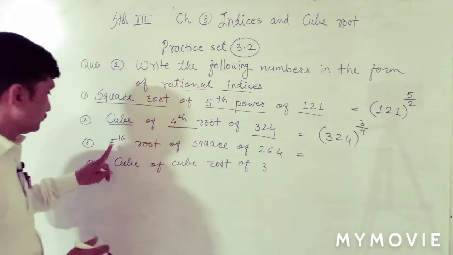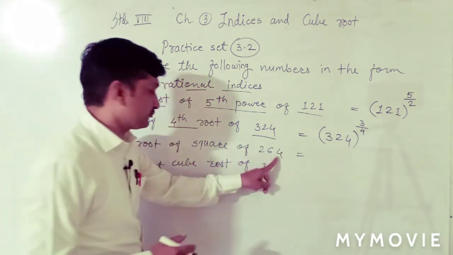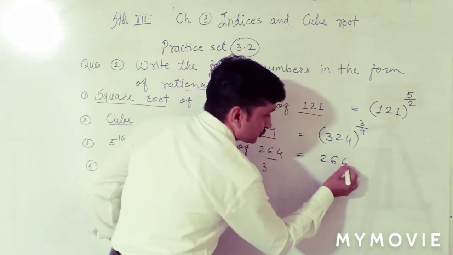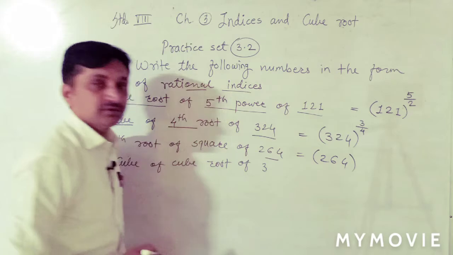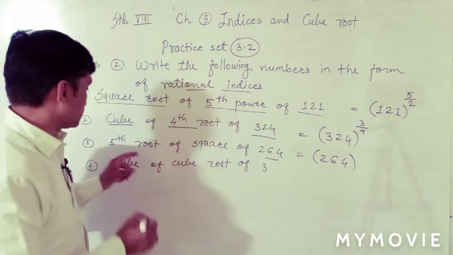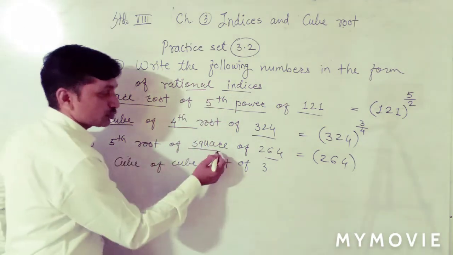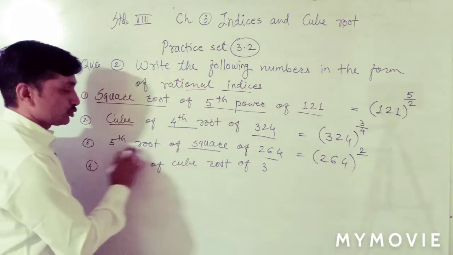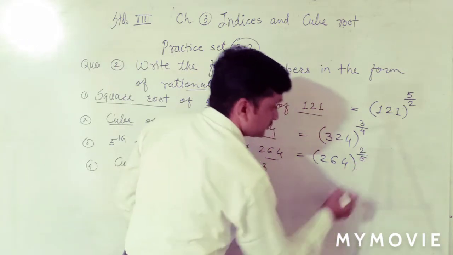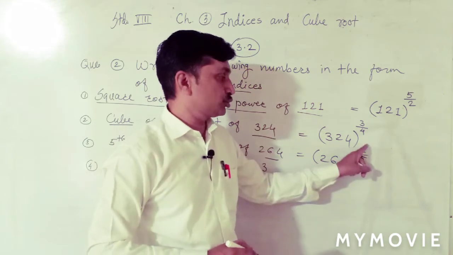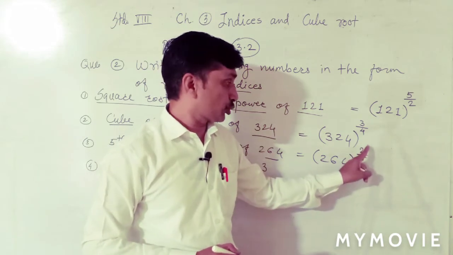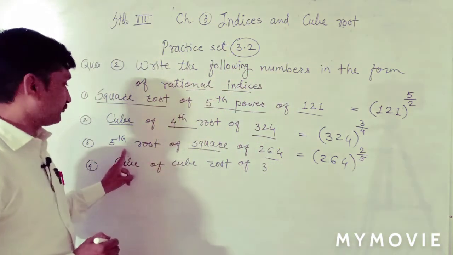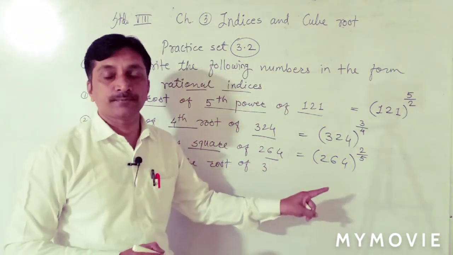Now third, fifth root of square of 264. 264 is the base. Now we want the index. What is power? Square is the power means 2 upon root. Fifth root, 5 in the denominator. 264 raised to 2 upon 5 means square of fifth root of 264 or fifth root of square of 264.